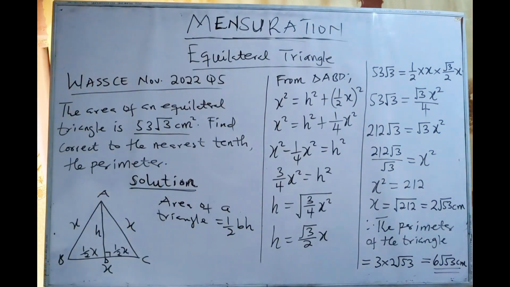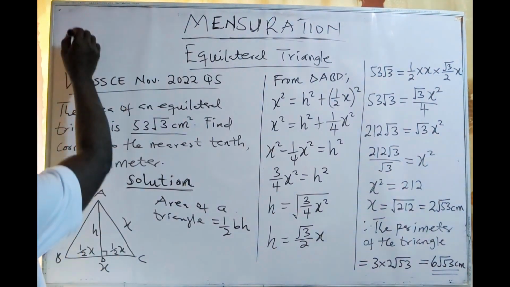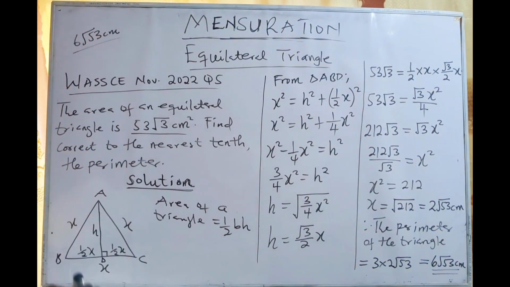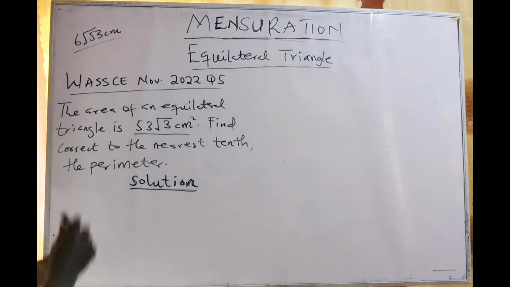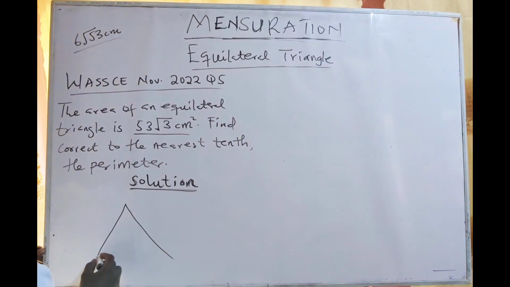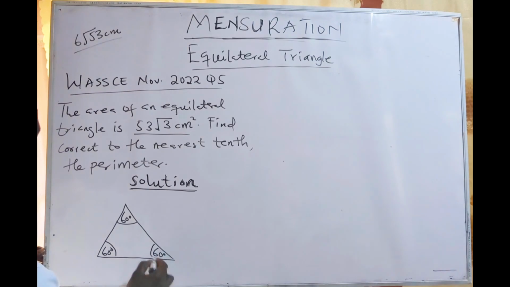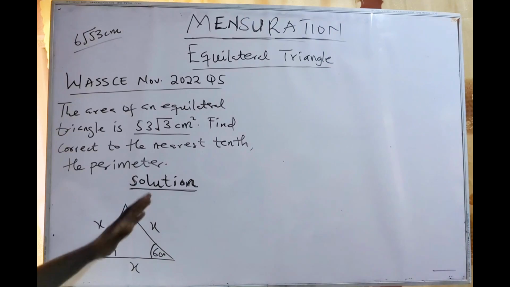We are going to use the angle and see the answer we get. Let me put the answer here: we have 6 root 53 centimeters as our perimeter. So let's use the other method. We are going to use the angle. Since it is equilateral, we know that each angle will be 60 degrees, 60 degrees, and 60 degrees. All the sides, let's say it is x as we did for the other one, so all the sides are x, x, and x.